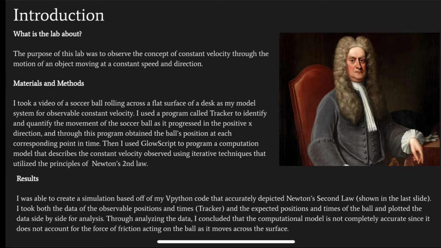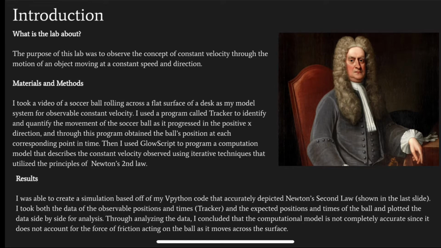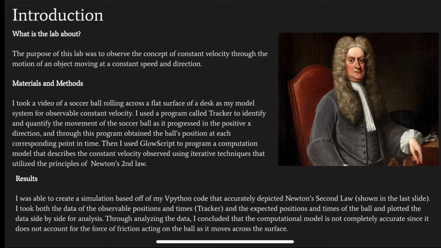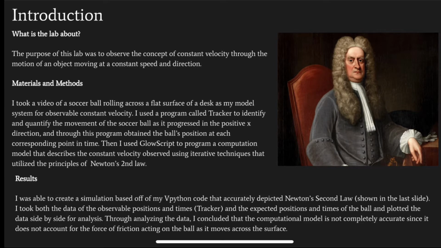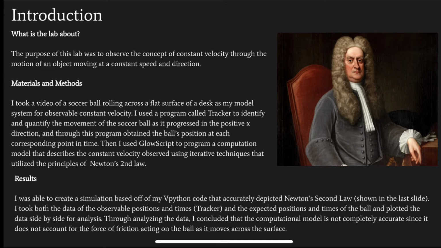So the purpose of this lab was to observe the concept of constant velocity through the motion of an object moving at a constant speed and direction. What I did is that I took a video of a soccer ball rolling across a flat surface of a desk as my model system for observable constant velocity. I used a program called Tracker to identify and quantify the movement of the soccer ball as it progressed in the positive x direction, and through this program, I obtained the ball's position at each corresponding point in time.